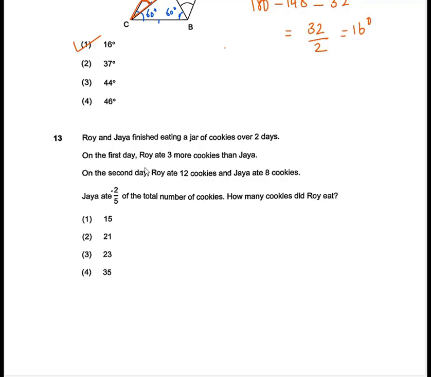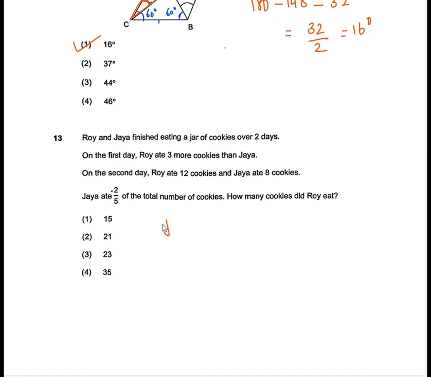On the first day, Roy ate 3 more cookies than Jaya. On the second day, Roy ate 12 cookies and Jaya ate 8 cookies. Jaya ate 2 by 5 of the total number of cookies. How many cookies did Roy eat? So first, they finished it in 2 days, which doesn't seem to have any relevance with respect to the question. On the first day, Roy ate 3 more cookies than Jaya.